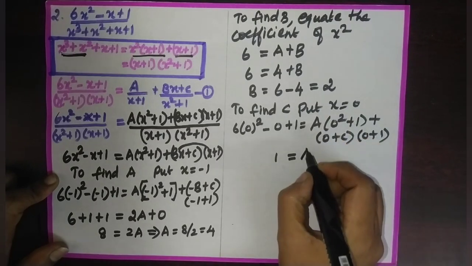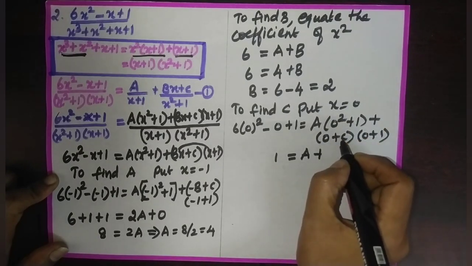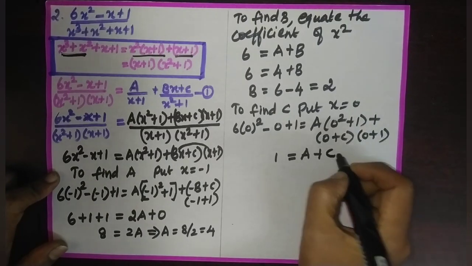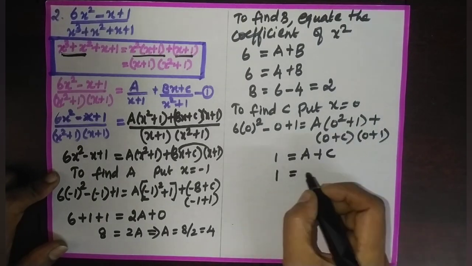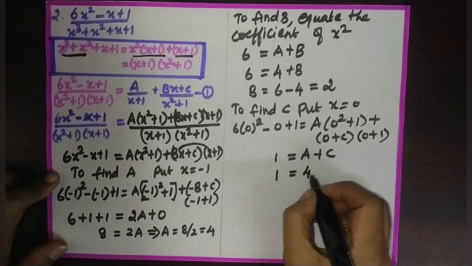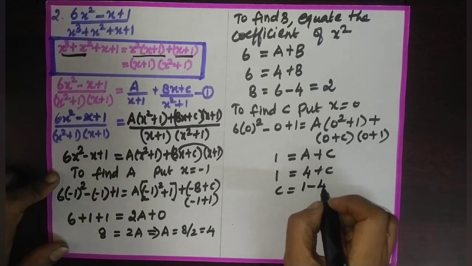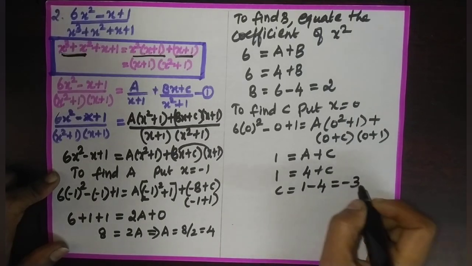1 into a is a. Plus 0 plus c is c. 0 plus 1 is 1. c into 1 is c. We know the value of a is 4 plus c, which gives c equal to 1 minus 4. 1 minus 4 is minus 3.